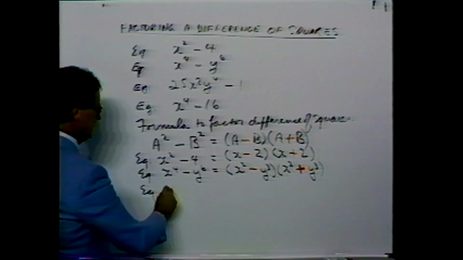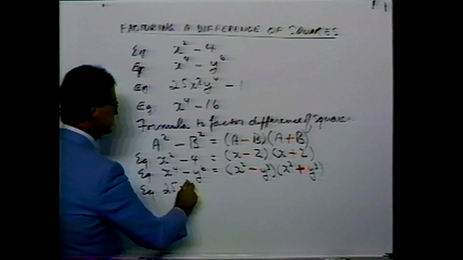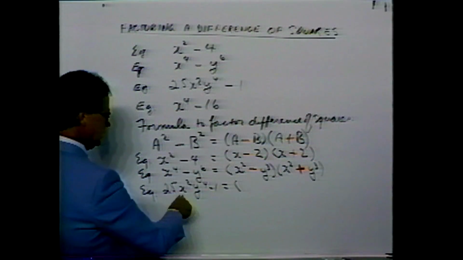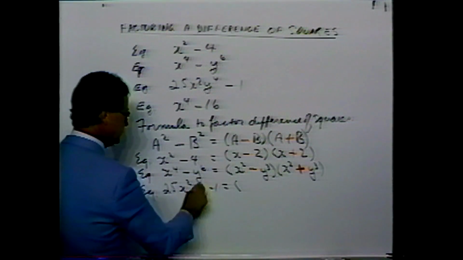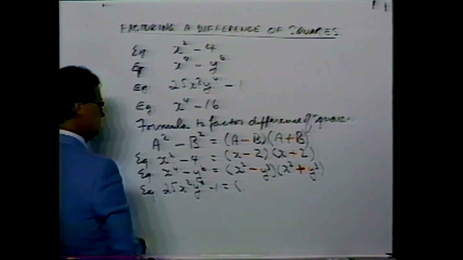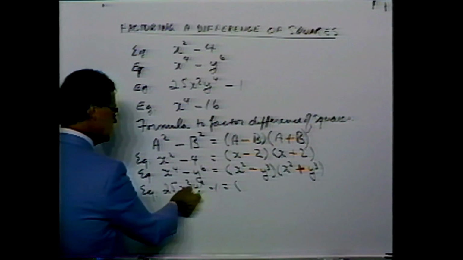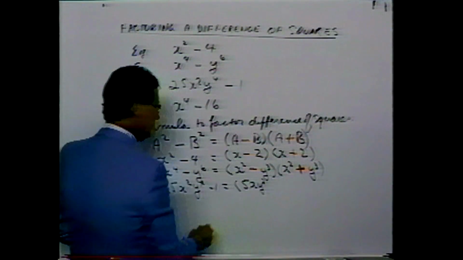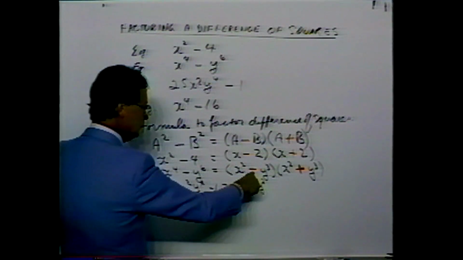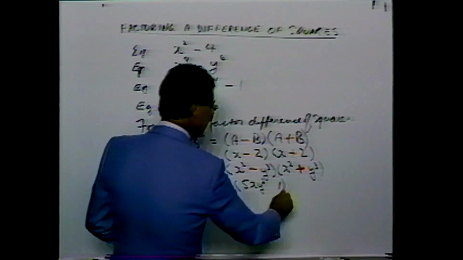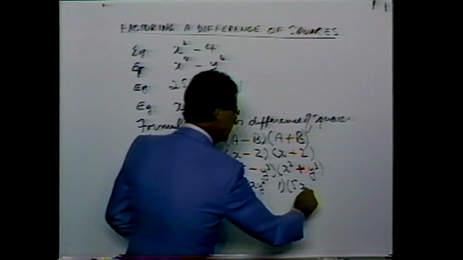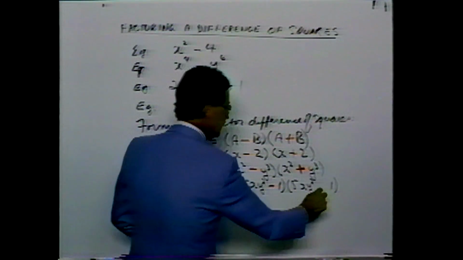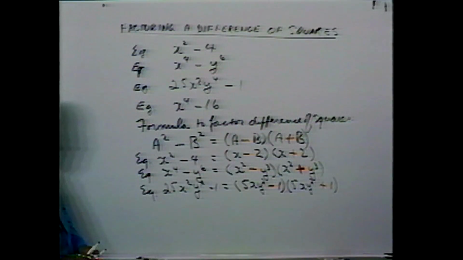Next, we have 25x squared y to the 4th minus 1. For this term here, we'll put this 4 closer to the y, so it is 5xy squared, all of it, followed by minus 1, put that in later, and then 5xy squared plus 1. There you have the factored expression for that example.